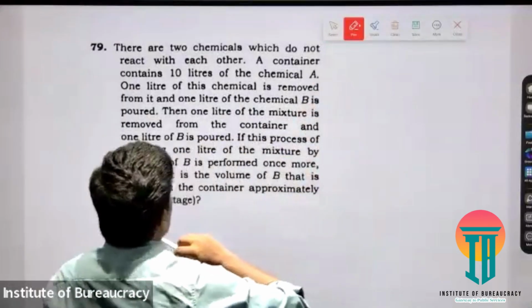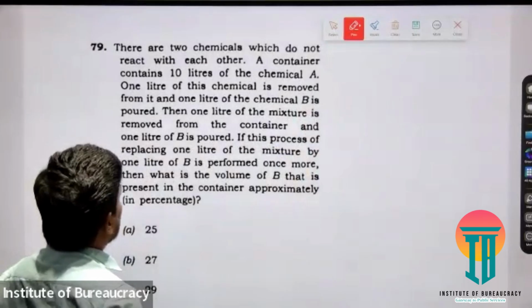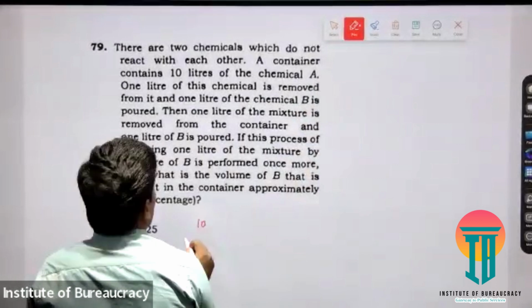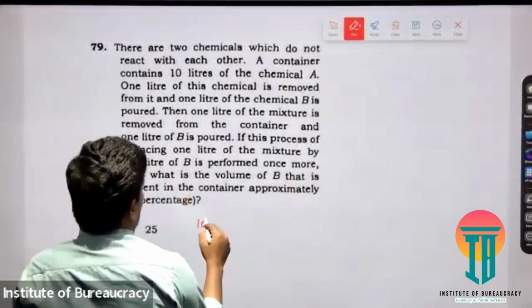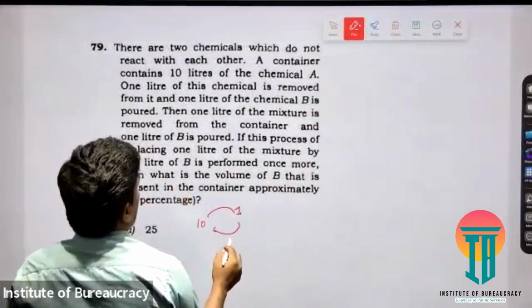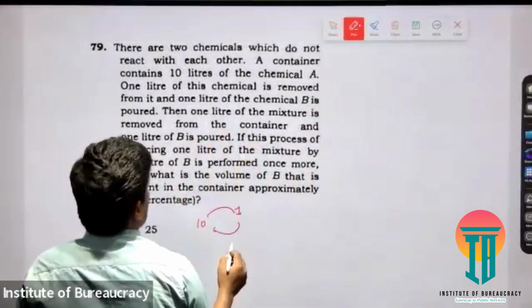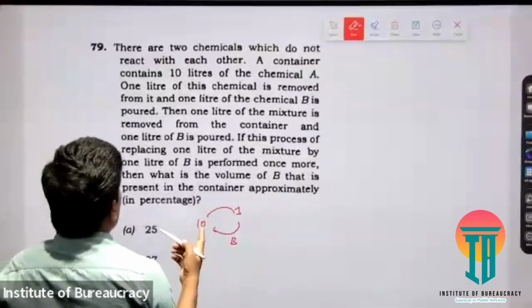There are two chemicals which do not react with each other. A container contains 10 liters of chemical A. 1 liter of this chemical is removed and it is replaced by 1 liter of chemical B poured in that.